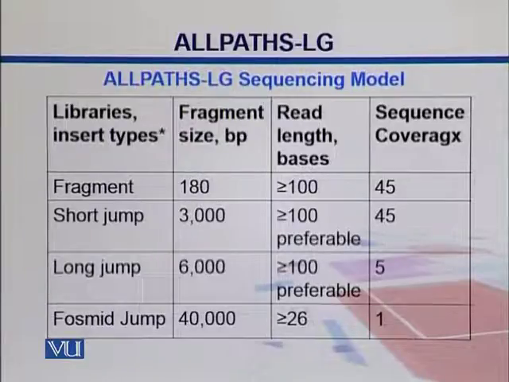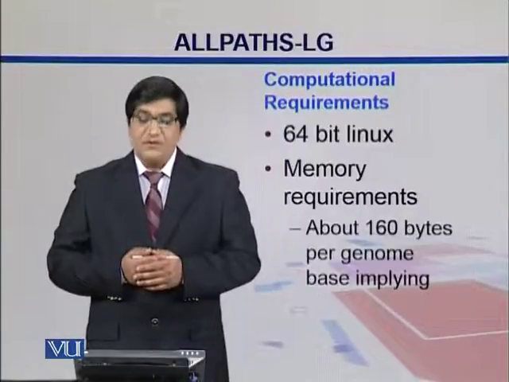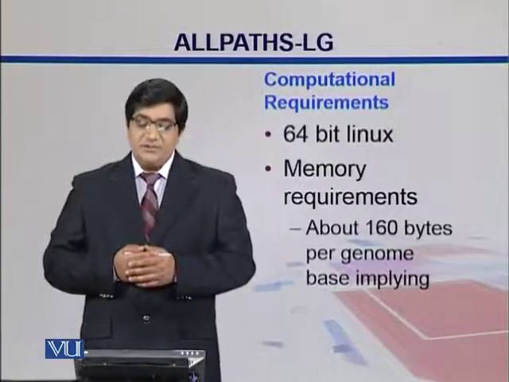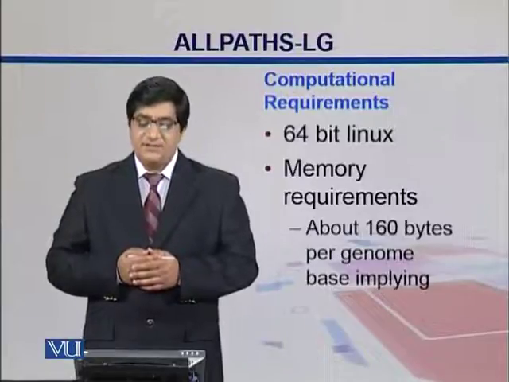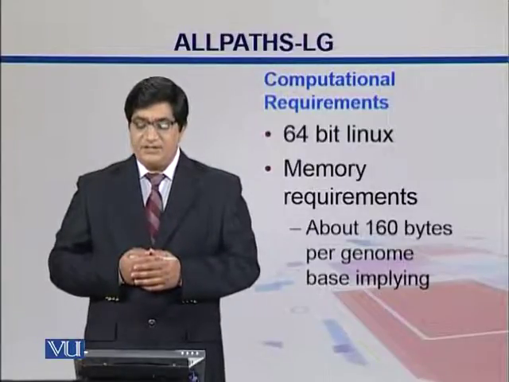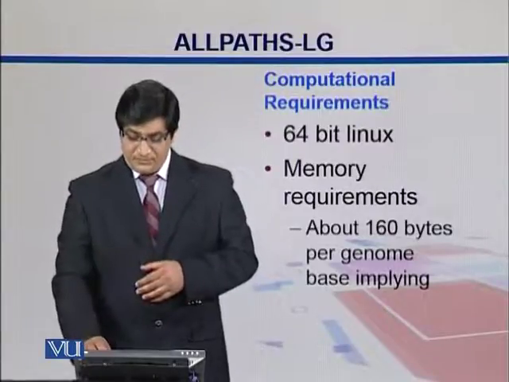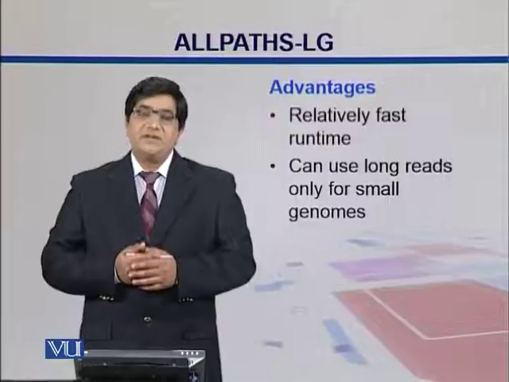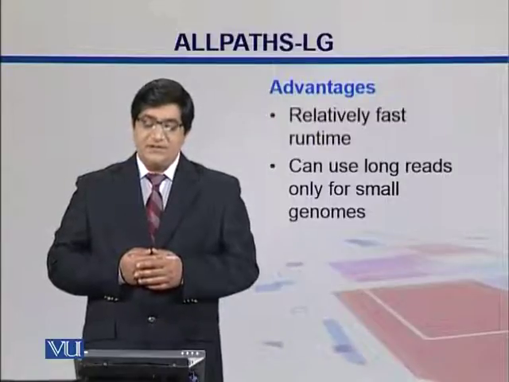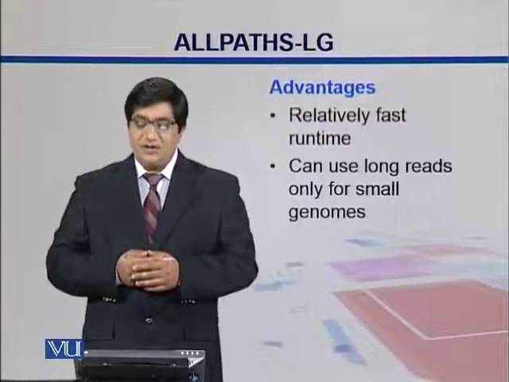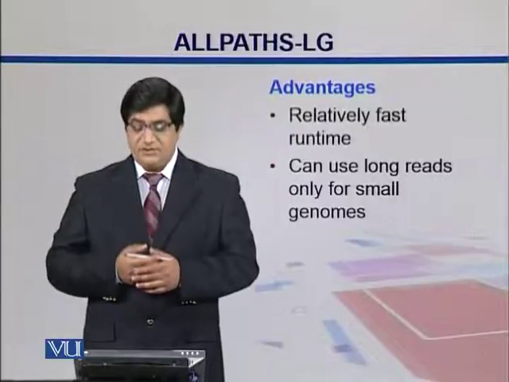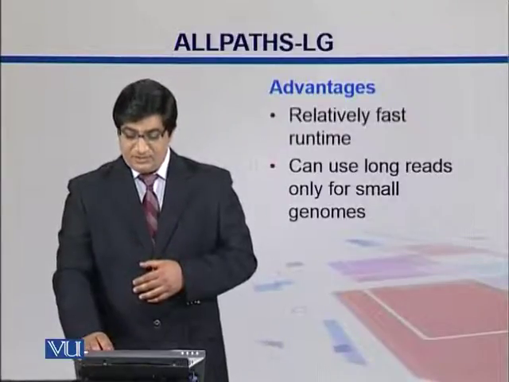So in order to use AllPaths-LG, these are some specifications you can fill in before you use this software. What are the computational requirements for this program? It needs 64-bit Linux, with memory of about 160 bytes per genome base. As for advantages, this assembler is relatively fast, we can use long reads, and if our genomes are small, we can use it.